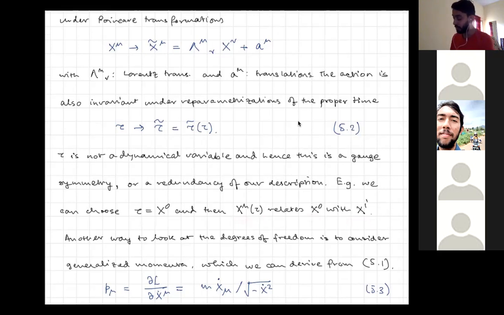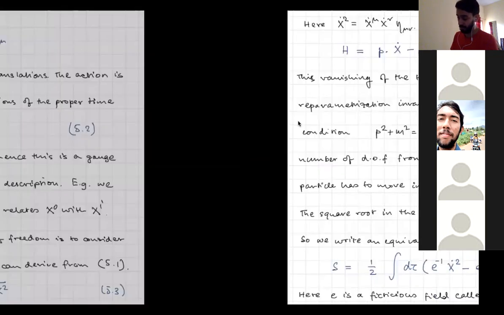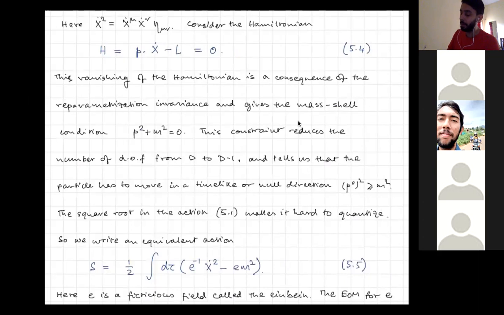Things are actually related. Another way to look at the same thing is you can look at the Lagrangian, and then you can look at what the generalized momenta are. You can find this out, and then you can find out what the Hamiltonian of the system is. And lo and behold, you'll find that the Hamiltonian is equal to 0. This vanishing of the Hamiltonian is a consequence of the reparametrization invariance.